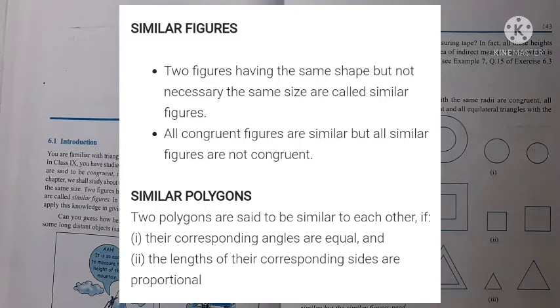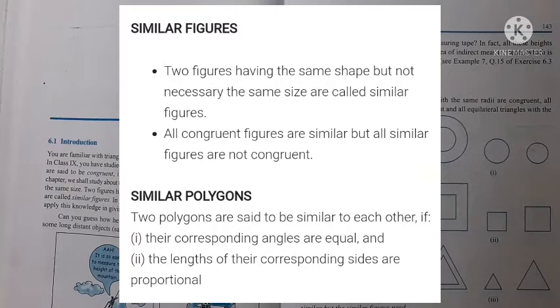Similar figures: two figures having the same shape but not necessarily the same size are called similar figures. So all congruent figures are similar, but all similar figures are not congruent. As we just discussed, if two figures are congruent, then their shape is the same and their size is also the same. Since their shape is the same, we can say all congruent figures are similar also.